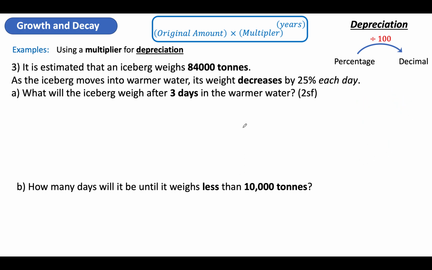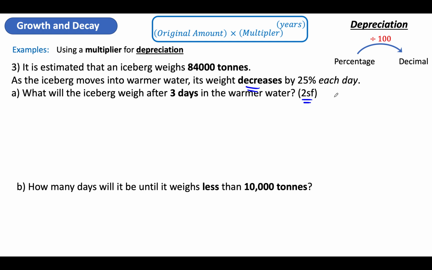We've unpaused. Now, if you weren't sure what this meant, significant figures, I was wondering if you remember. You might have rounded to decimal places, but it should be significant figures. I'll show you what that means in a minute. Now, the iceberg moves into warmer water. This is a big iceberg, and it decreases by a certain percentage each day. That warm water is melting the ice. What will the iceberg weigh after 3 days in the warmer water?